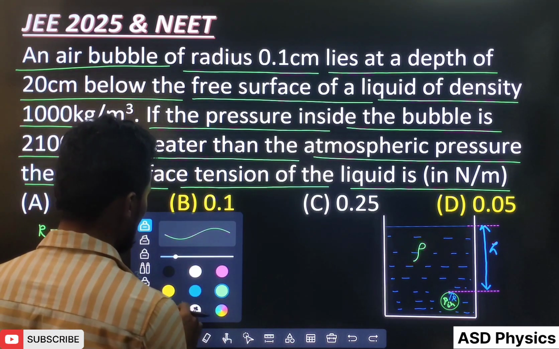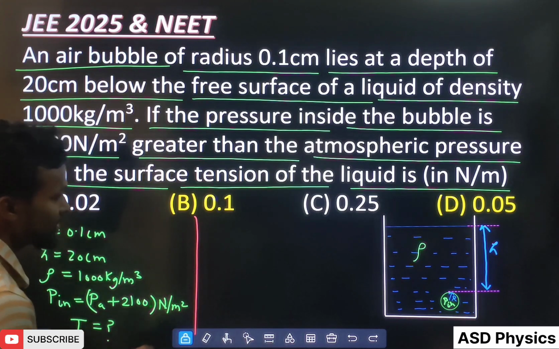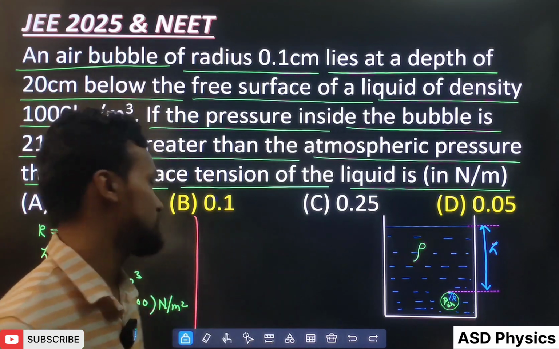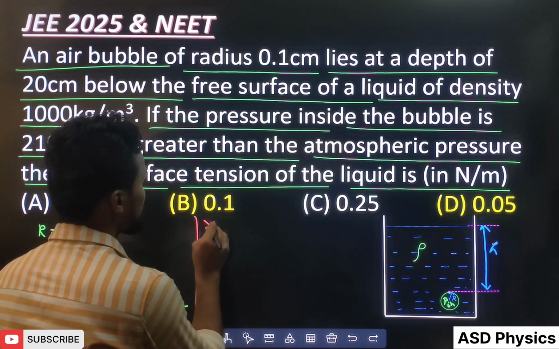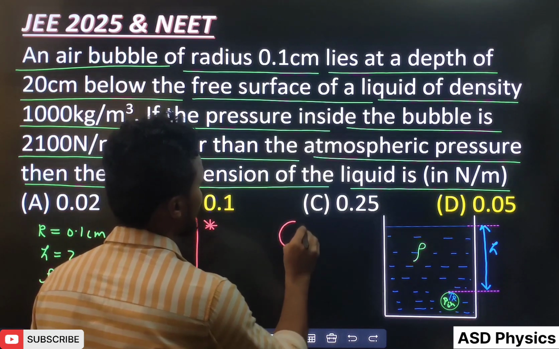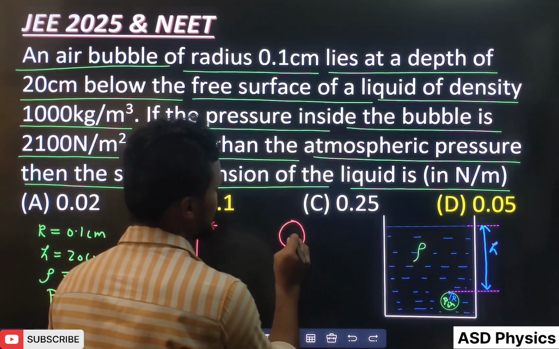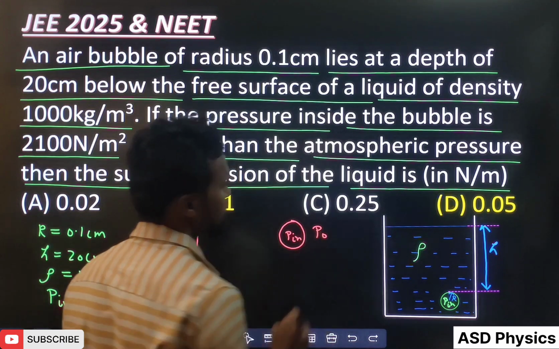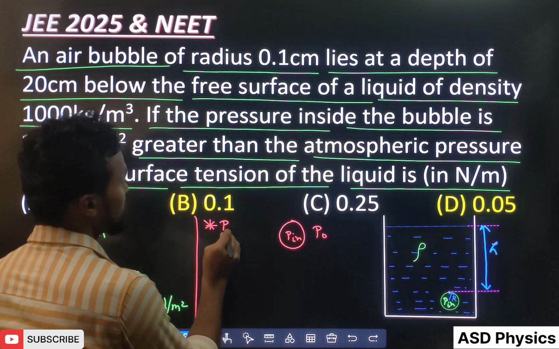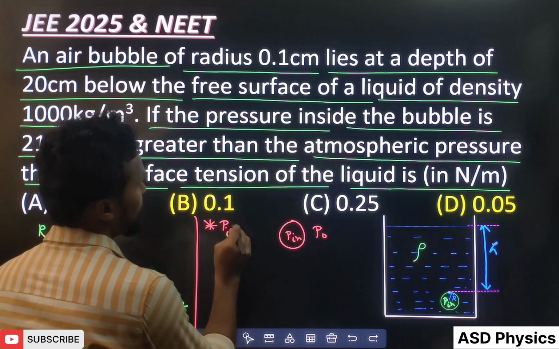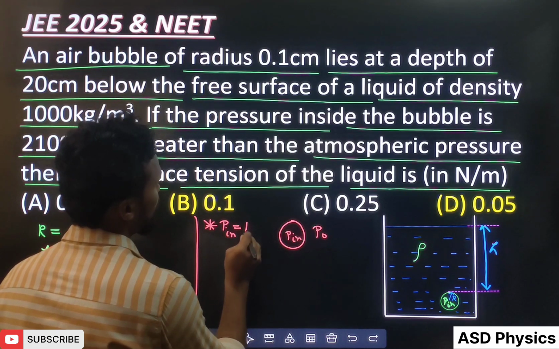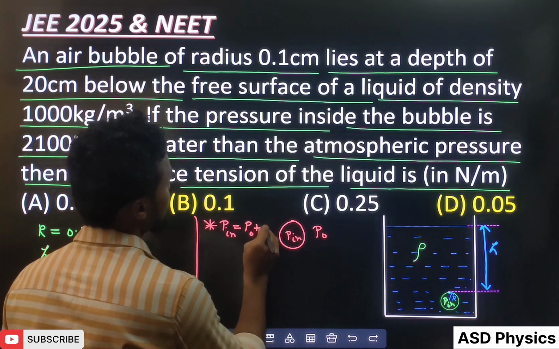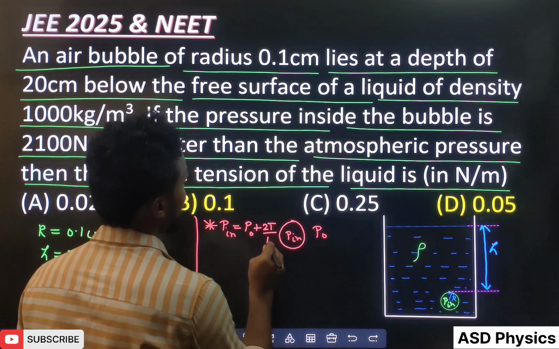So students, here we have to use multiple concepts, actually two concepts. The first concept: whenever any kind of bubble is there, let's take the inside pressure as P in and the outside pressure as P naught. Then the formula is P in equals P naught plus 2T by R.